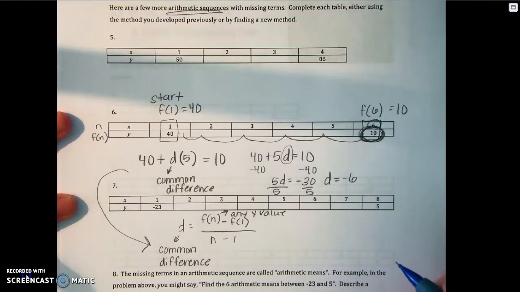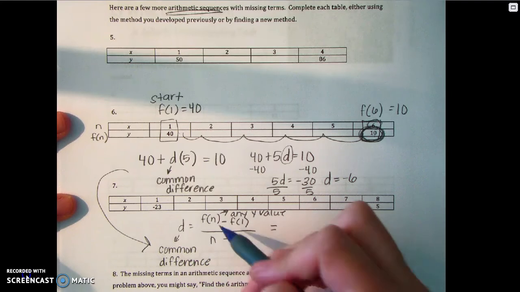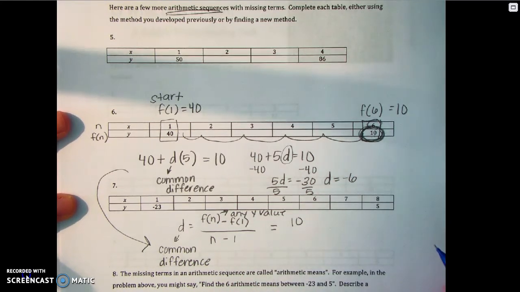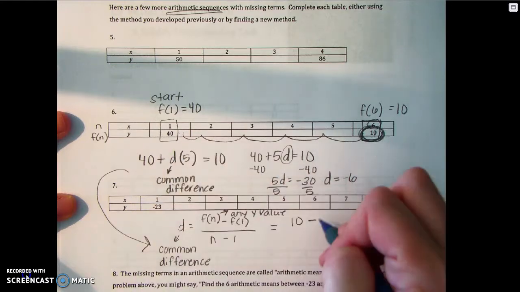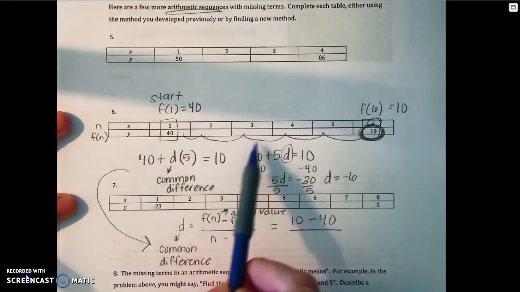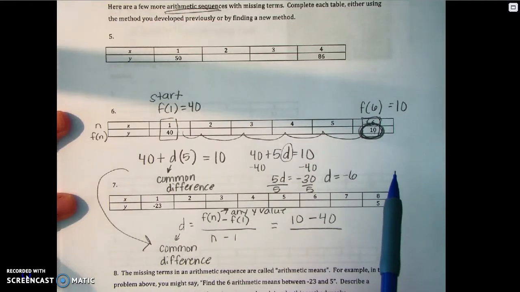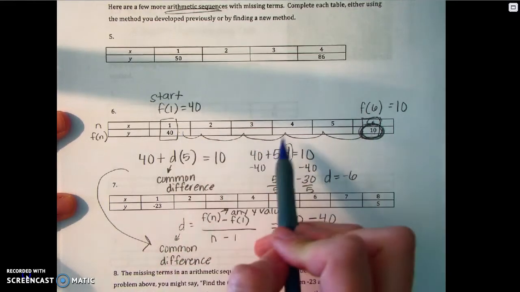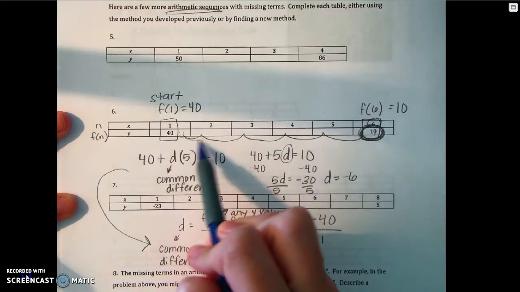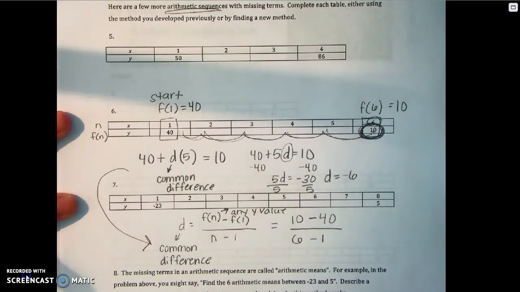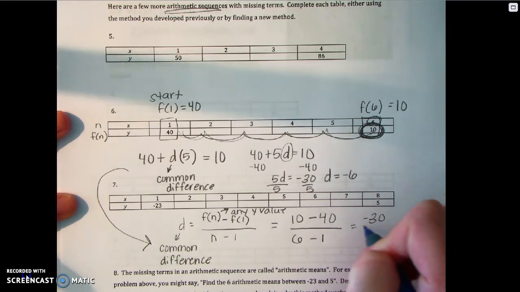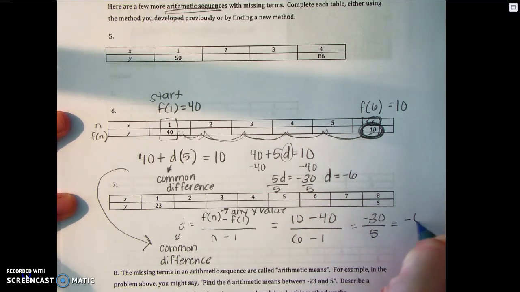minus 1. So if I fill in my numbers here, f of n is any y value. In this case, I know my y value is 10. Minus f of 1, which is the start, in this case is 40. And then we're going to divide that by the number of jumps. This is sort of like finding the average. So the number of jumps is 6, my n, minus 1. 1, 2, 3, 4, 5 to get from 40 to 10. So that's negative 30 divided by 5, which is, again, negative 6.